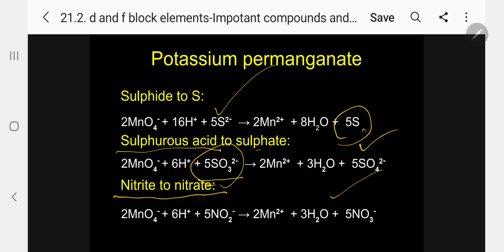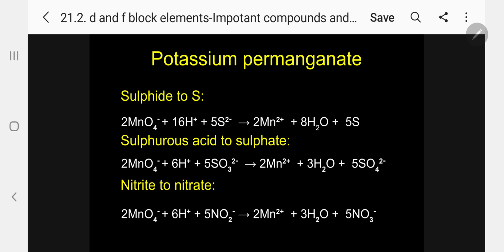The potassium permanganate in acid medium converts nitrite to nitrate. This is potassium nitrite, which becomes potassium nitrate. So all these reactions show clearly that in acid medium, the lower state is converted into the corresponding higher salt. Kindly follow. Next one.